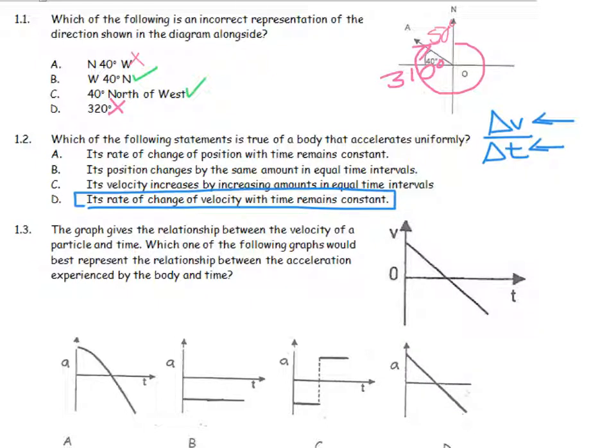The graph gives a relationship between the velocity of a particle and time. Which one of the following graphs would best represent the relationship between the acceleration experienced by the body and time? So let's look at a graph. For a velocity time graph, acceleration is equal to change in velocity over change in time, which is equal to the gradient in this case. Now the gradient is constant. It is a straight line graph. So we are looking for a constant gradient throughout, and that is going to be option B.